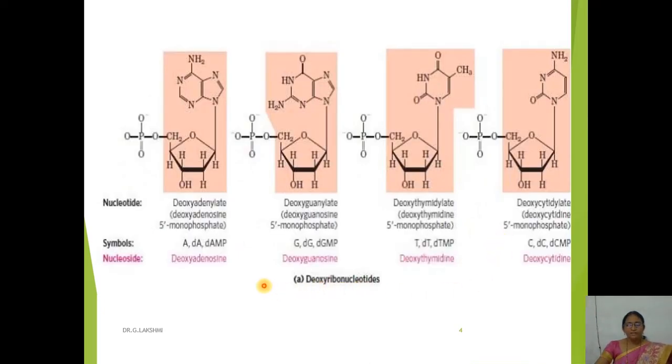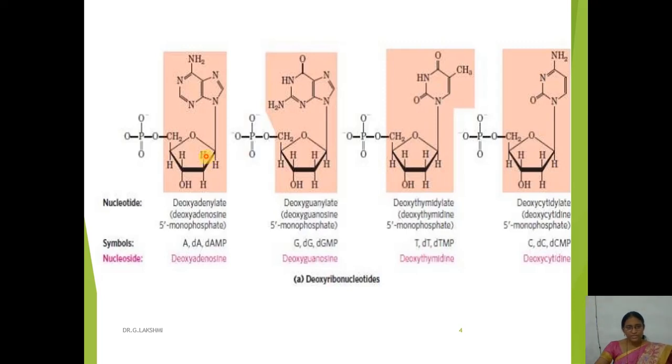We already discussed in the first slide what a nucleotide is. A nucleotide means a nitrogen base attached to a sugar moiety, and the sugar moiety is attached to a phosphate group. Here it is representing a monophosphate. A single phosphate is attached to the 5' carbon atom of the sugar ring. You see here, these are the nitrogen bases attached to the sugar moiety.